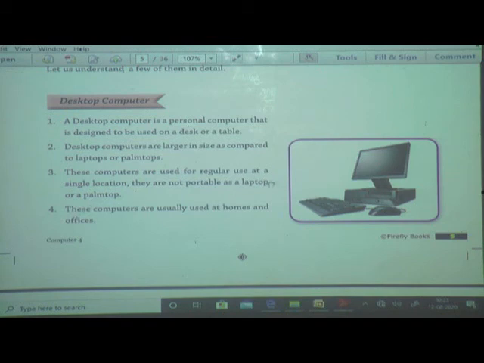What is meant by laptop? We will see afterwards in this chapter only. Firstly, we will see desktop computer.